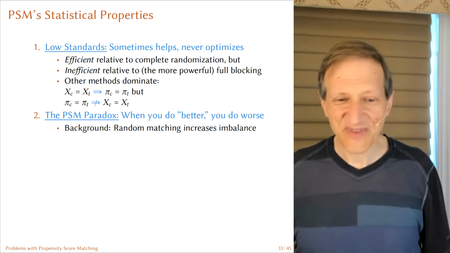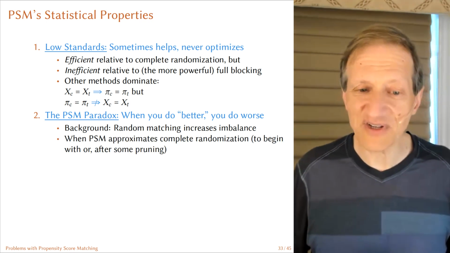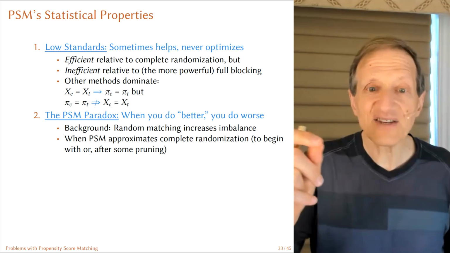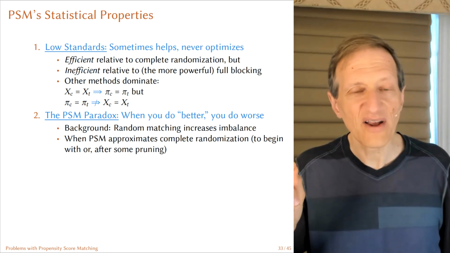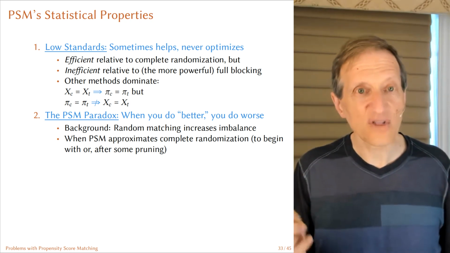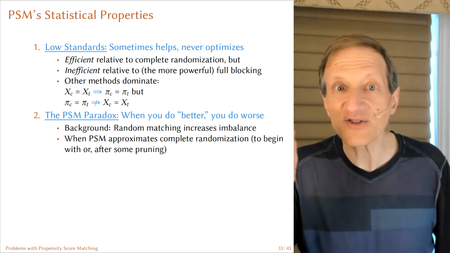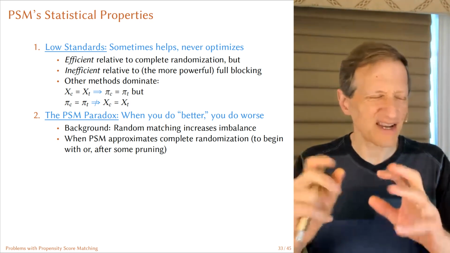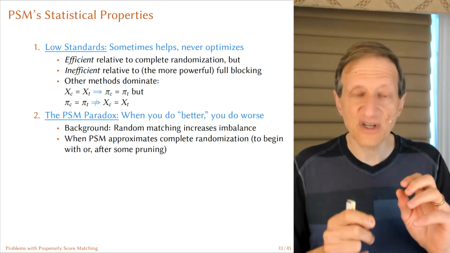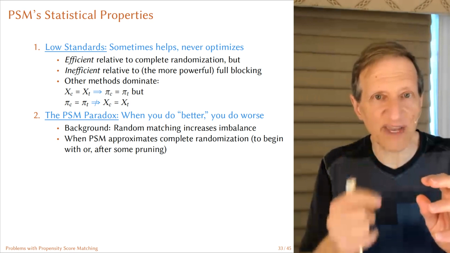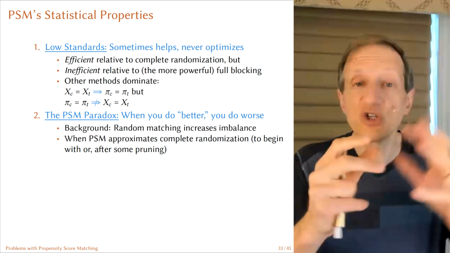So here's the idea. Random matching, as we now understand, increases imbalance. When PSM approximates randomization to begin with or after pruning, what's it doing? Well, at that point, it's increasing imbalance. At that point, it's pruning randomly. Now, wait a second. Let me say this again. For starters, propensity score matching, if you start pruning observations, it's pruning the right observations. It's improving imbalance. It's reducing imbalance.